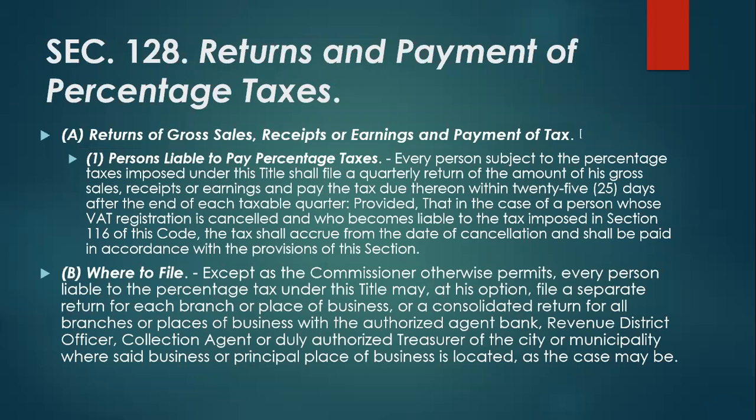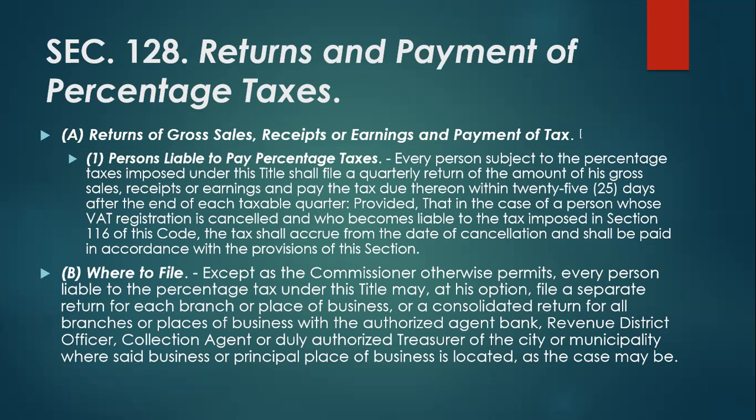Okay, so let's proceed. Section 128, returns and payments. Percentage tax. So take note that every person subject to the percentage tax imposed under this title shall file a quarterly return on the amount of his gross sales, receipts or earnings and pay the tax due thereon within 25 days after the end of each taxable quarter. So for March, that's April 25, June would be July 25. So every 25th of the month following the quarter. Okay?